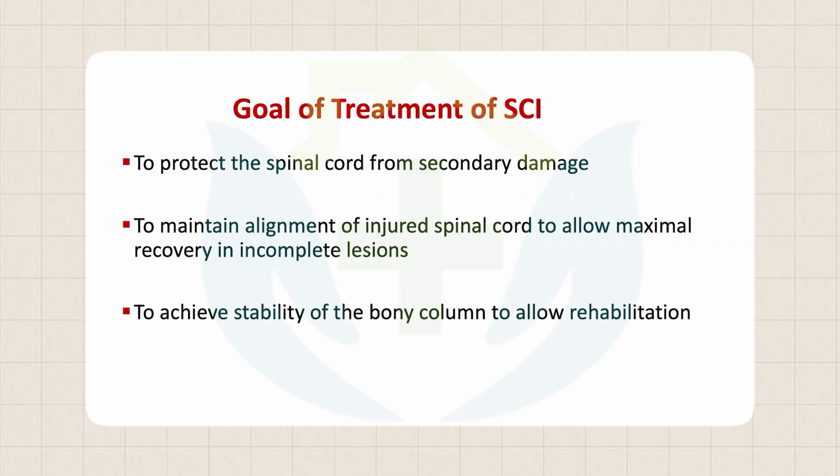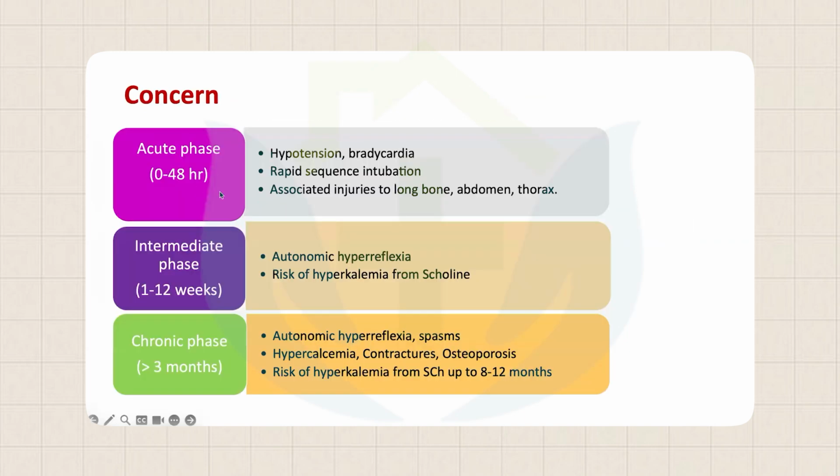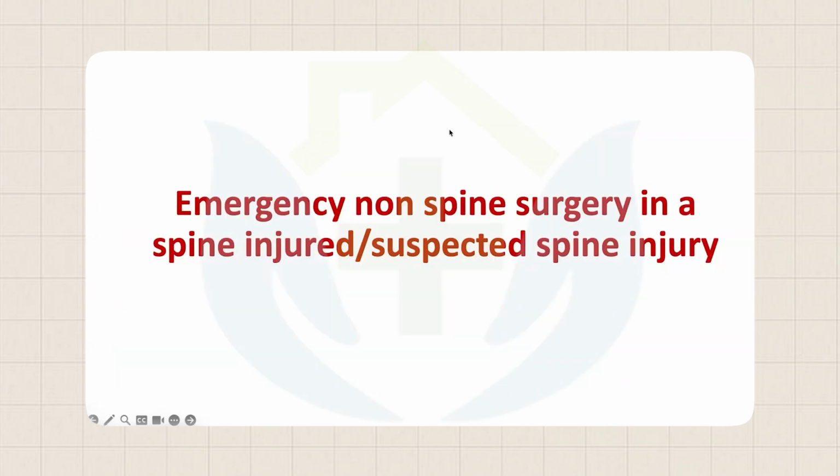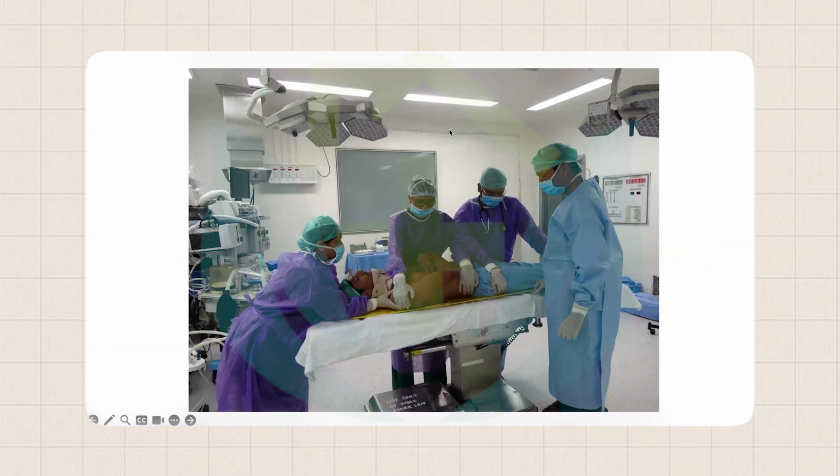In general, management of a trauma patient is mostly symptomatic. In the initial period, you manage hypotension, bradycardia, spinal shock. In the intermediate phase, you manage the autonomic dysreflexia and, other than the infection part, the hyperkalemia from scoline. In the chronic phase, you are mostly worried about contractures, fractures, hypercalcemia, osteoporosis, etc.